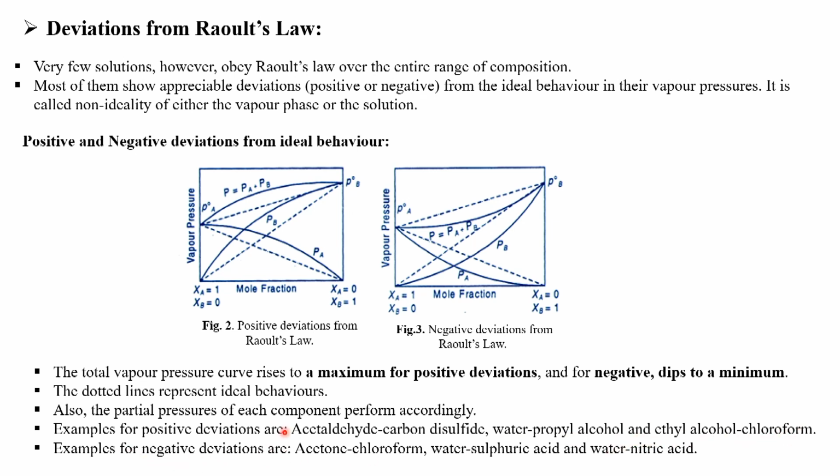Now, examples for negative deviations. Here you can see the negative deviations. Again, the dotted line is for the ideal solution, the ideal behavior, and we get the negative deviation here because the actual pressure is lower than the ideal pressure. Examples for negative deviations are acetone and chloroform, water and sulfuric acid, and water and nitric acid.